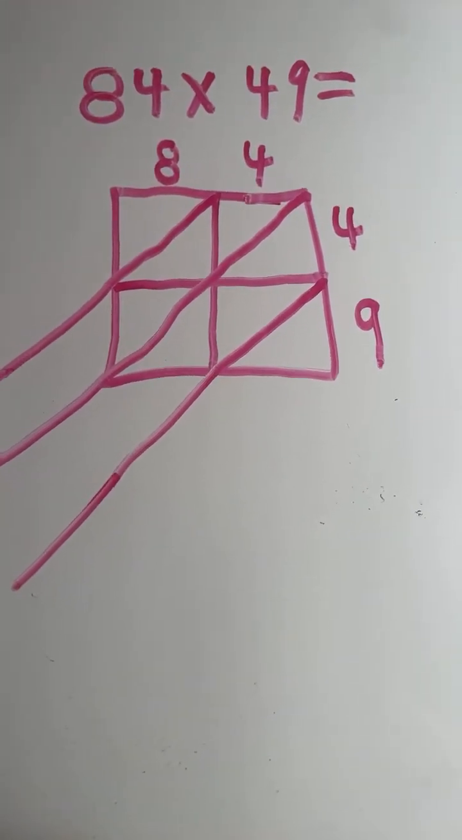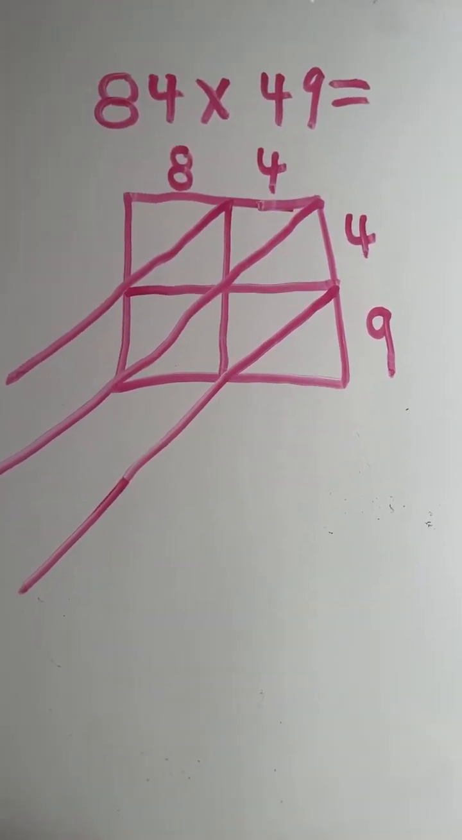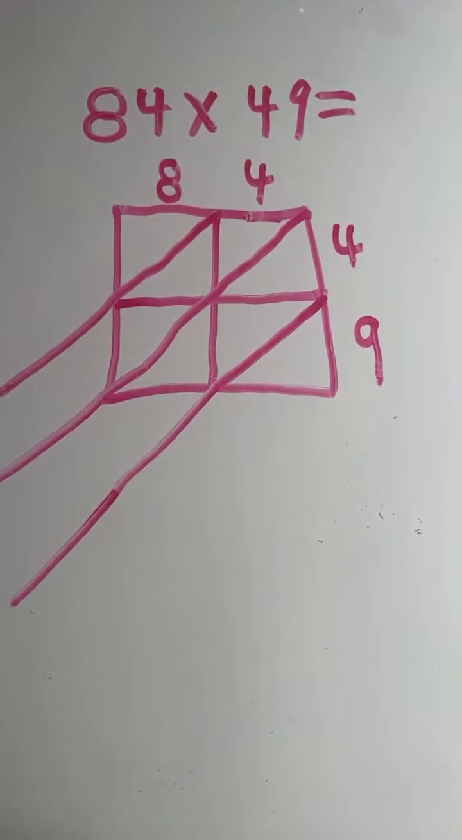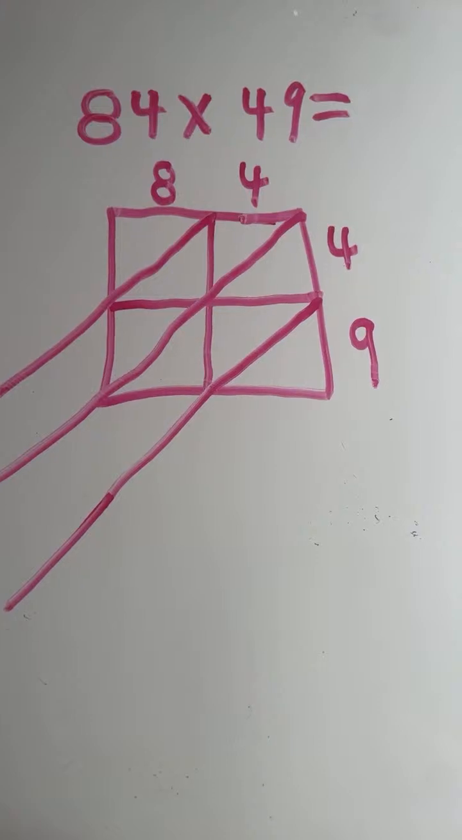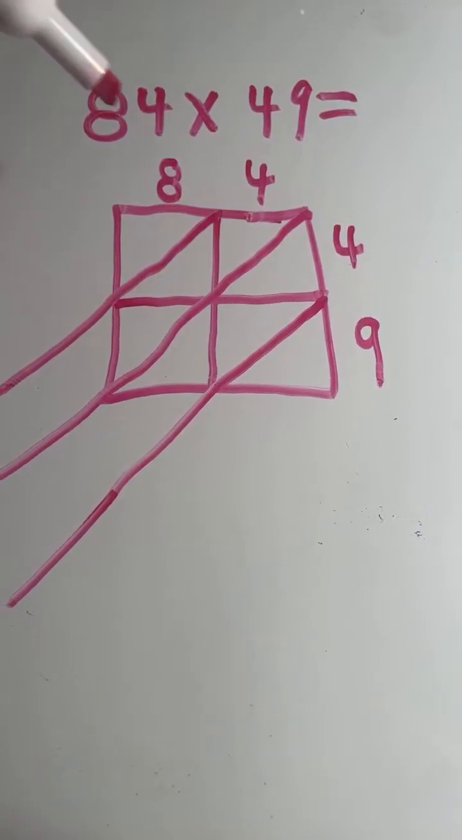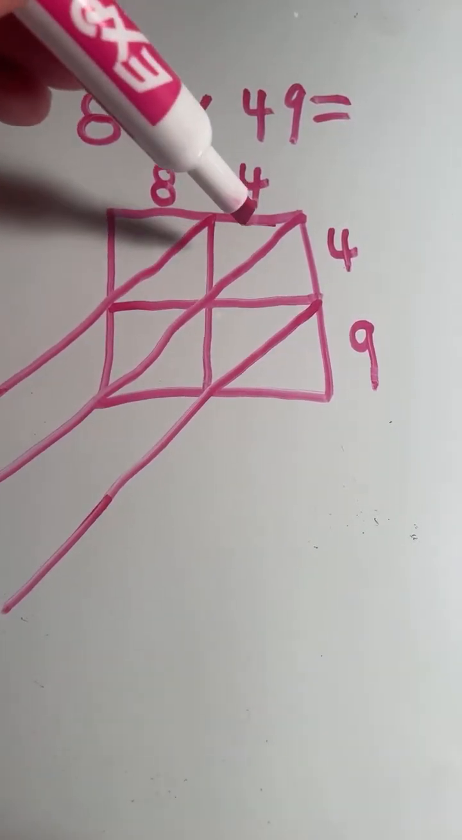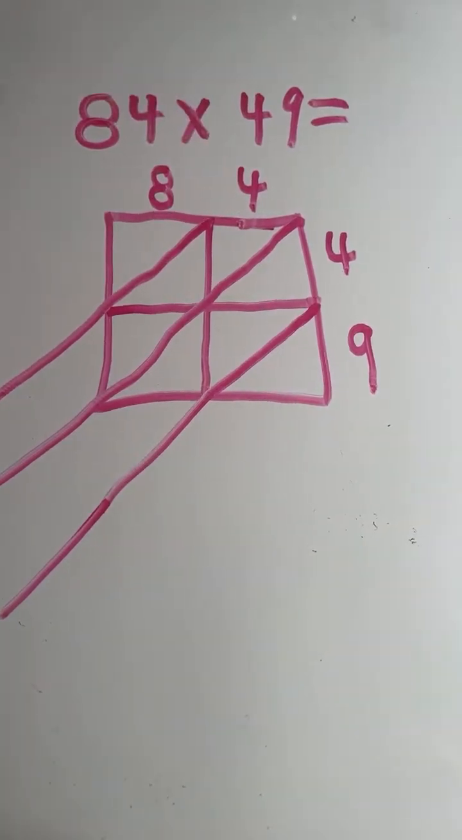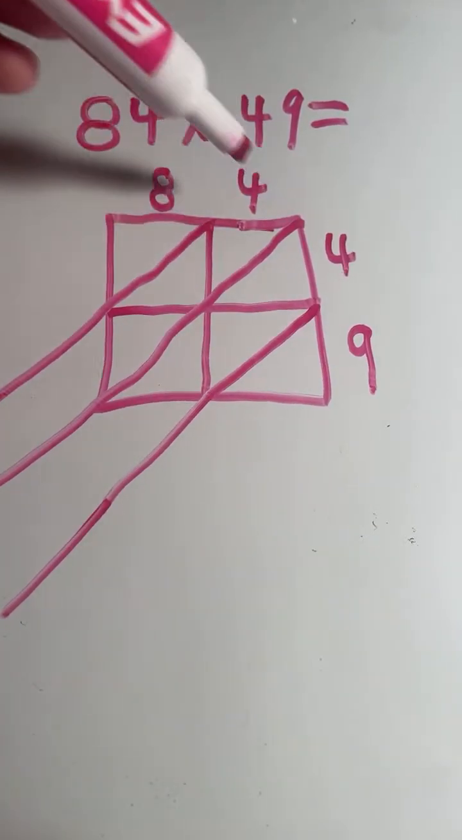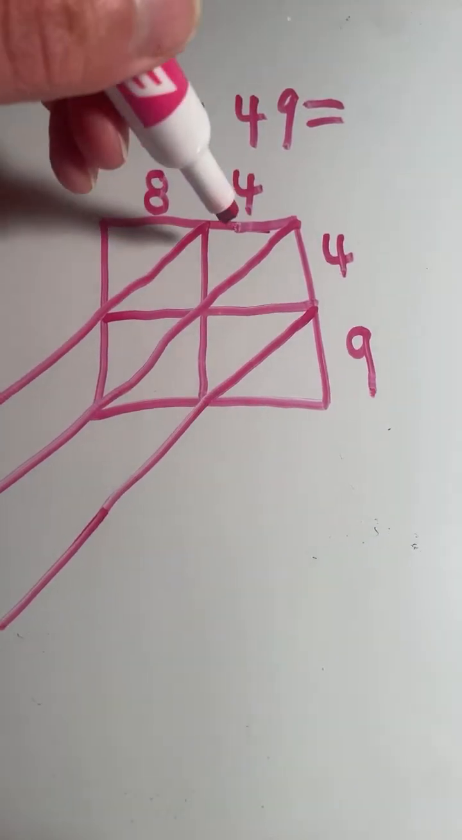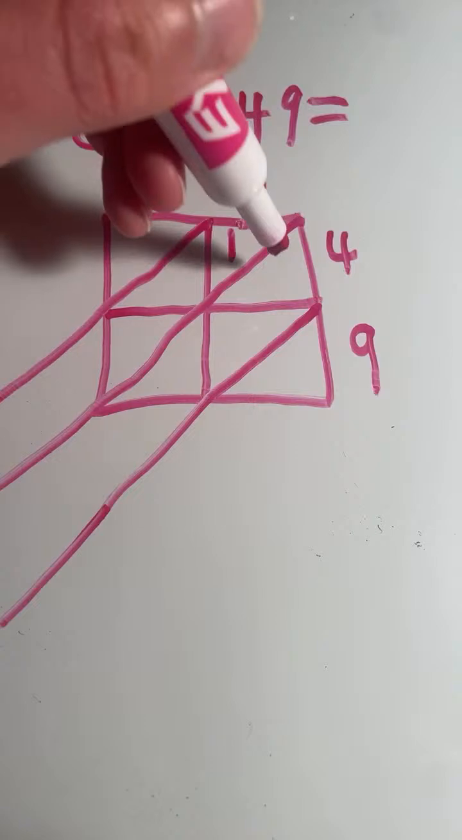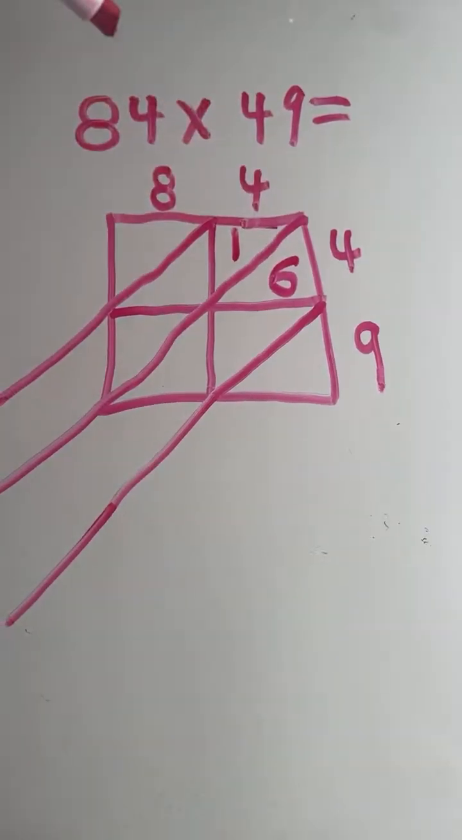So now we multiply each of the digits. Our answer goes in the square, but each digit within our answer goes in a triangle. So in the top right-hand corner here, we are going to multiply 4 times 4. 4 times 4 equals 16. So the 1 in 16 will be in the top triangle. The 6 in 16 will be in the bottom triangle.